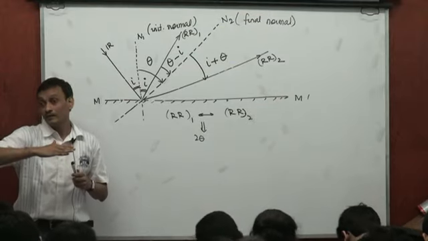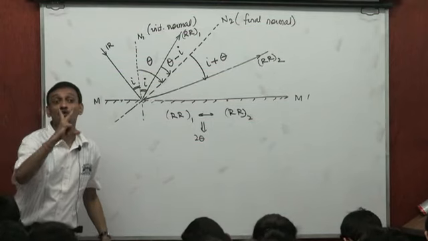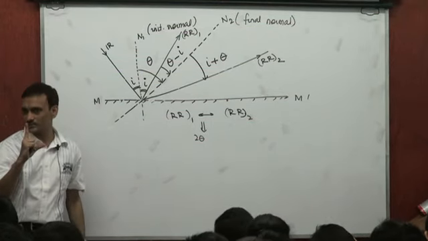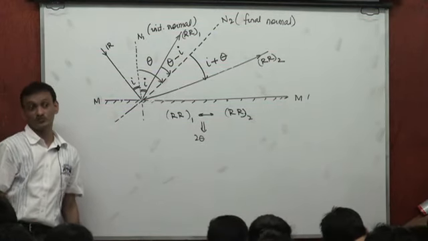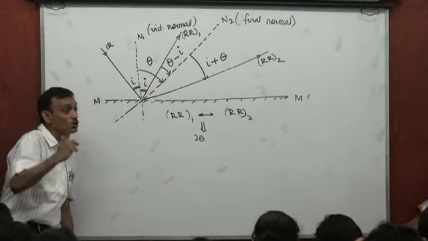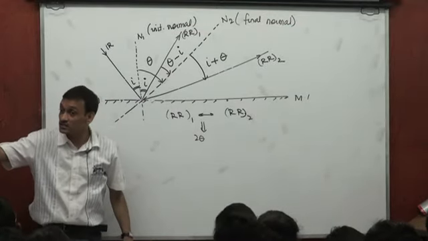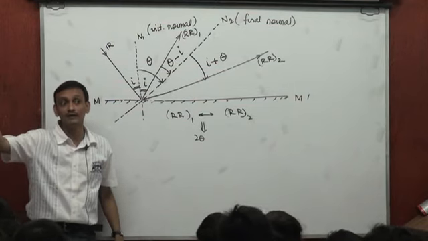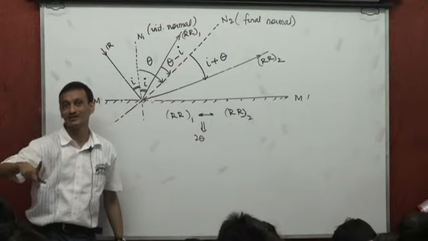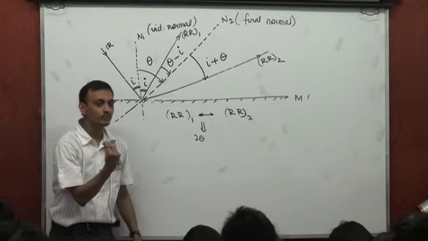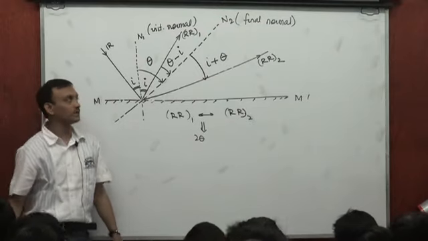So, if the mirror is rotated by an angle theta, the reflected ray rotates by twice that angle. If the mirror has rotated by 15 degrees, the reflected ray for a given incident ray would rotate by an angle 30 degrees, and so on and so forth. Right? That's a very important result. Very useful for MCQs. There would be very cute looking applications built around this result. Okay.